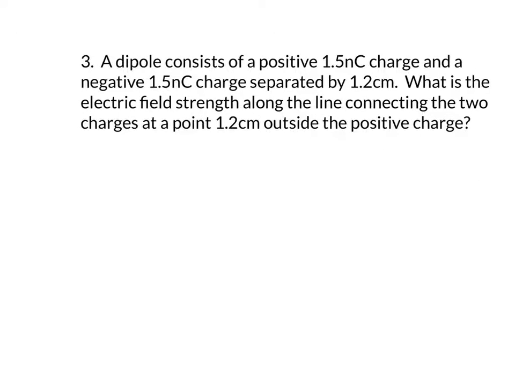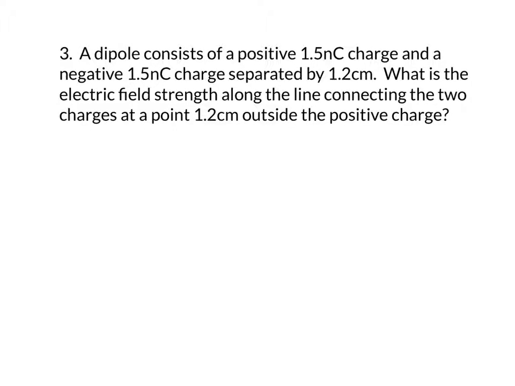Last one. A dipole has a positive charge and a negative charge, and they are the same magnitude. That is the definition of a dipole. They have to have the same magnitude, and they have to be opposite in charge. And these 2 charges are not on top of each other, otherwise they would cancel out, but they are separated by this distance. And we are curious what the field strength is outside of the positive charge by 1.2 centimeters.